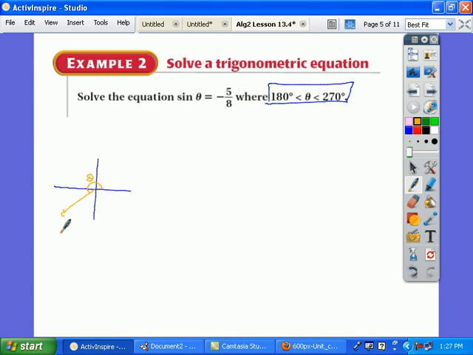So to find theta, I'm going to take sine inverse on both sides, and I'm going to get theta equals sine inverse of negative 5/8. So we go to our calculator, and we go with our trig, sine inverse. Sorry, I need to clear this out.